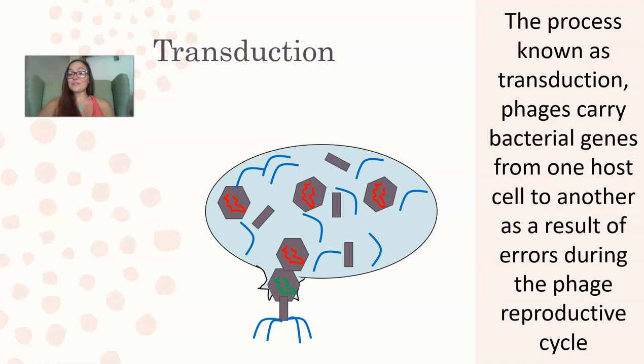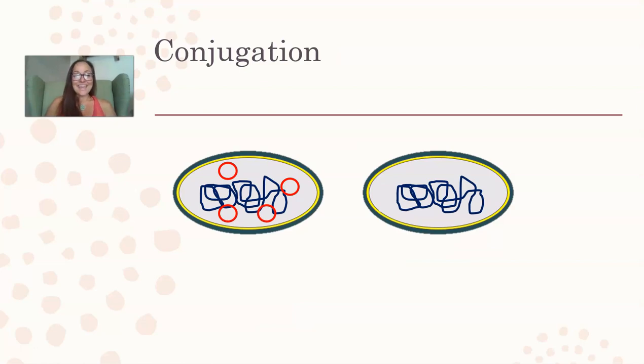So the process known as transduction: phages, or bacteriophage viruses, will carry bacterial genes from one host cell to another as a result of errors during the phage reproductive or lytic cycle. That one's probably my favorite. Okay, and then the next way that a bacterium can acquire new genes or new genetic variation is conjugation.